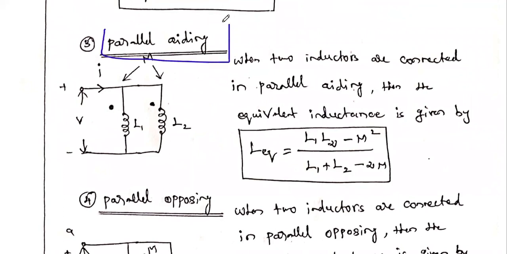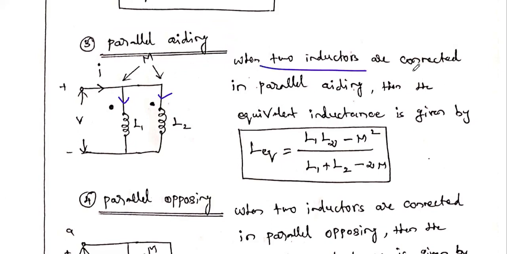Parallel aiding means the two coils L1 and L2, consider this circuit. Here the coil L1 and the coil L2 are connected in parallel, and the mutual inductance between these two coils is M. Here the dot of the first inductor is available here, and the second inductor's dot appears here. So in both cases, the dot is at the entering point of coil L1 as well as the entering point of coil L2. This type of connection is called parallel aiding.